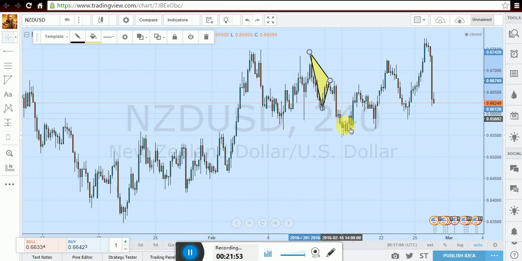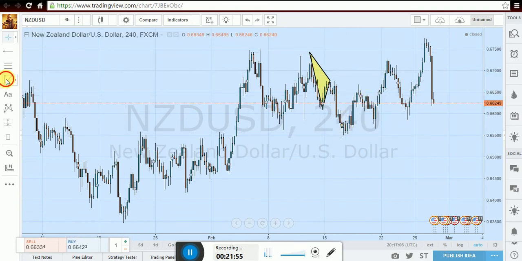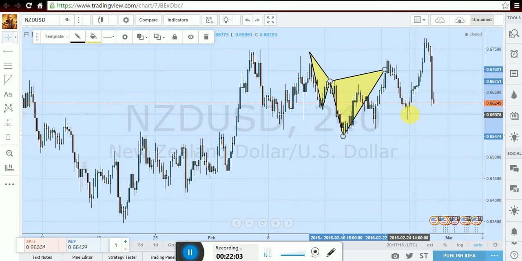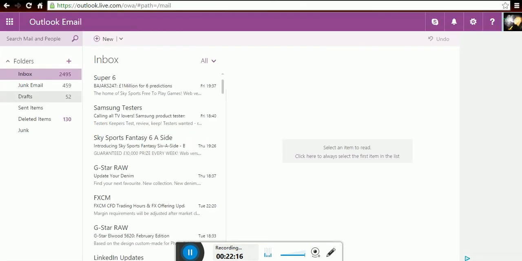The market came in and filled us in around 67.02, gave us a little bit of pain, but then the market came back down, hitting our first and second target for over 100 pips. So guys, it's as easy as 1, 2, 3. You're not going to get anything easier than that. It's just straightforward.